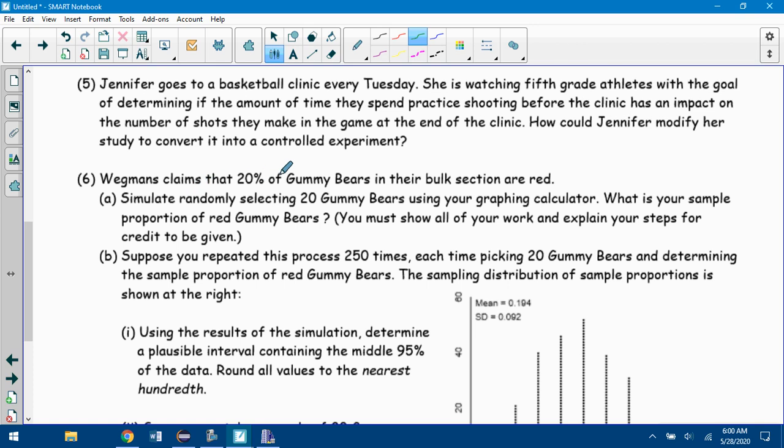Wegmans claims that 20% of gummy bears in their bulk section are red. Part A was to simulate randomly selecting 20 gummy bears using your graphing calculator. What is your sample proportion of red gummy bears? You must show all work and explain your steps for credit to be given.